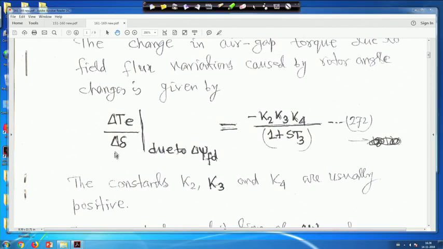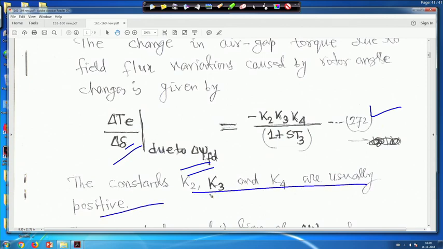Therefore, ΔT by Δδ due to Δψfd only, the left hand side of that block, is minus K2 K3 K4 upon 1 plus sT3. This is equation 272. In general, the constants K2, K3, K4 are usually positive. For realistic values, they are all positive. So, if K2, K3, K4 are all positive, this numerator term will always be negative.